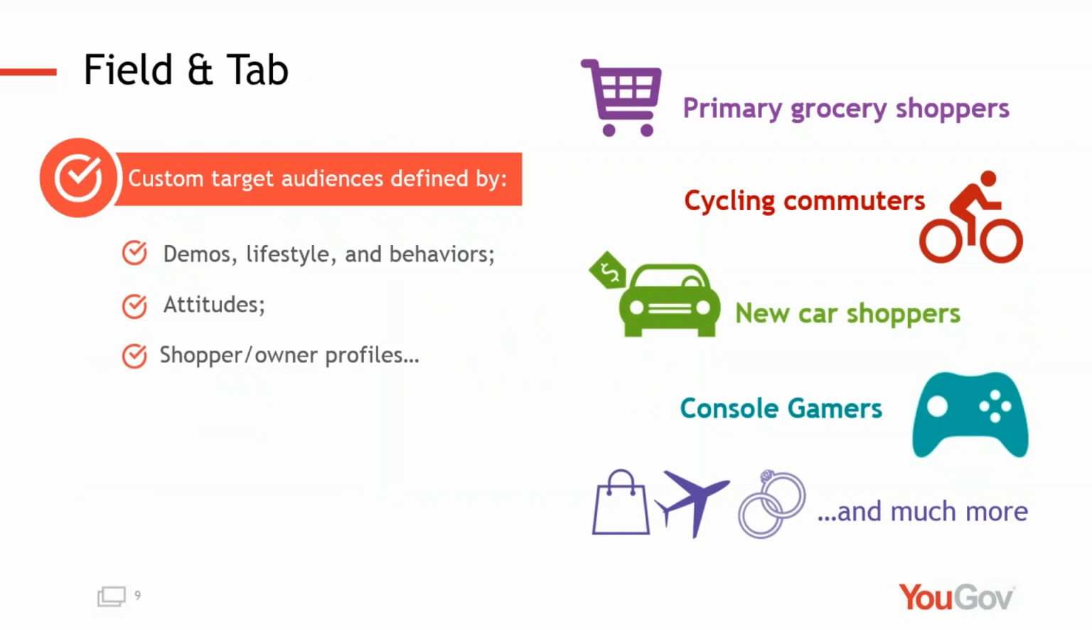So we also have our field and tab services. So this is where things can get really interesting, and the audiences are more defined by you. So it might be something like primary grocery shoppers or cyclists. We can use our panel of over 2 million adults to really target niche audiences. I mean, you've seen in profiles that there's 290,000 different variables. You might have created your own custom audiences in the tool. Field and tab is a means to speak to those people and ask them exactly what you want to know.